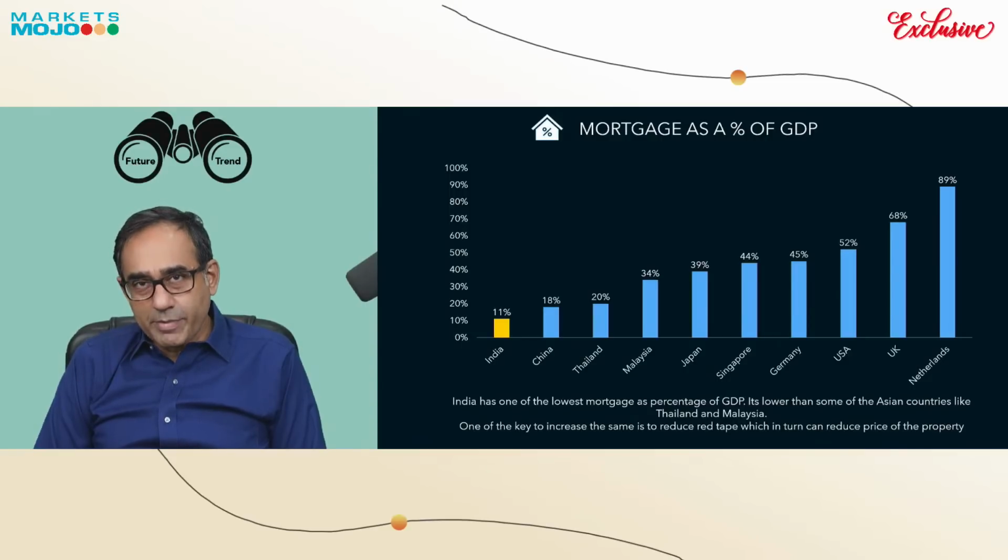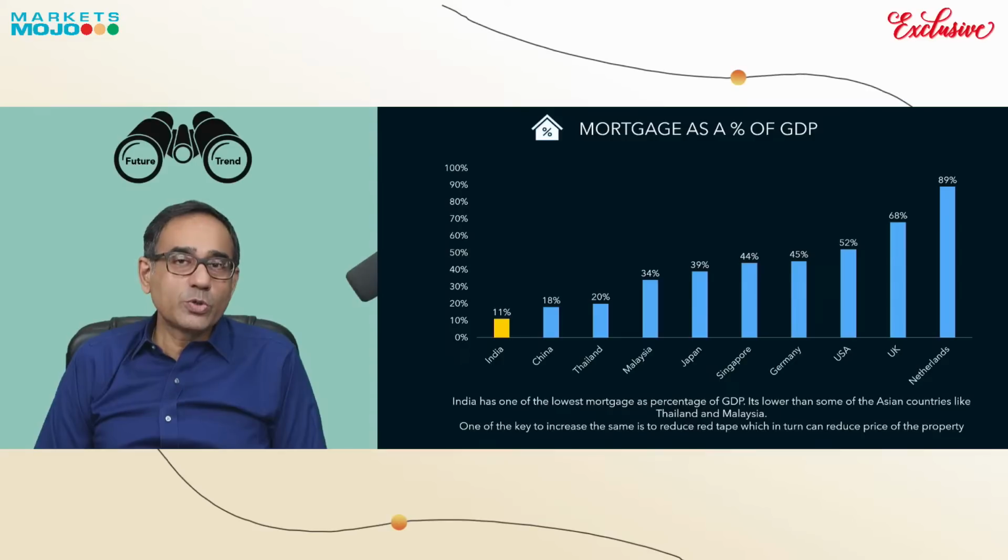If you can reduce the red tapeism, I think there is a huge scope, number one. Number two, the real estate sector also has to adopt some of the best practices that are there globally in terms of automation. If you can do that, there is a huge scope for this. Till such time that doesn't happen, we can see these numbers at 11 versus 18 of China, and that number can remain where it is. While the GDP will grow, so will mortgages, but as a percentage, it can remain static over a longer period of time.